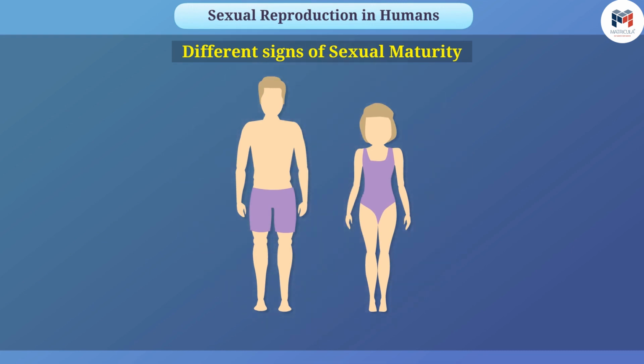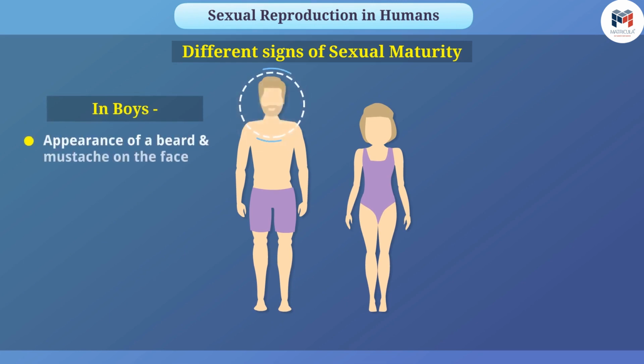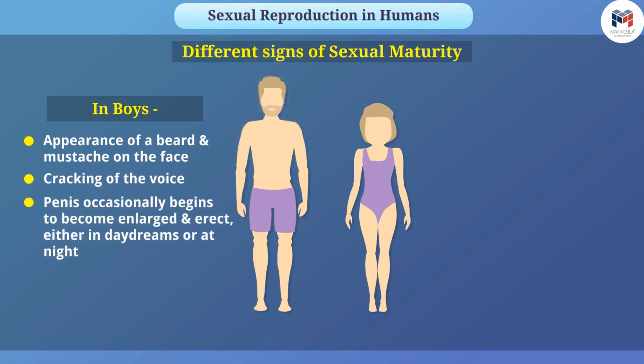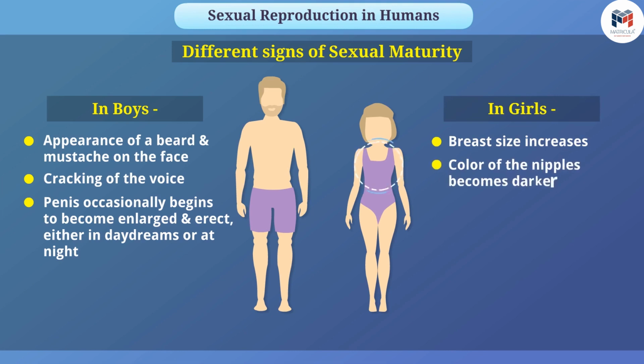During this period, there are some changes which are different in boys and girls, such as in boys, there is appearance of a beard and mustache on the face, cracking of the voice, and the penis occasionally begins to become enlarged and erect either in daydreams or at night, etc. Similarly, in girls, the breast size increases, the color of the nipples becomes darker, girls begin to menstruate, etc.